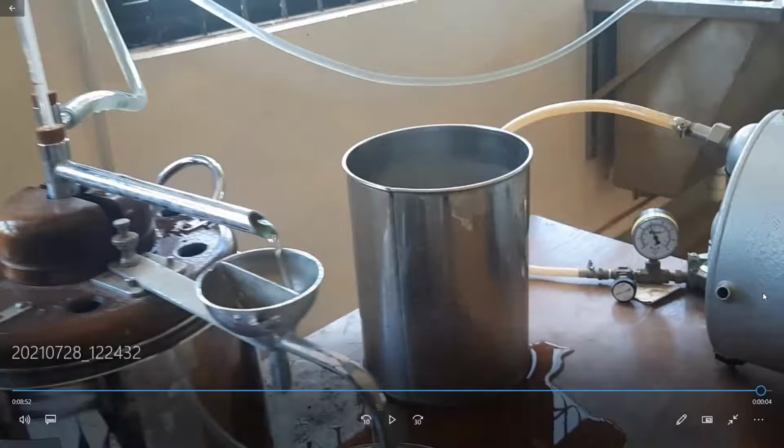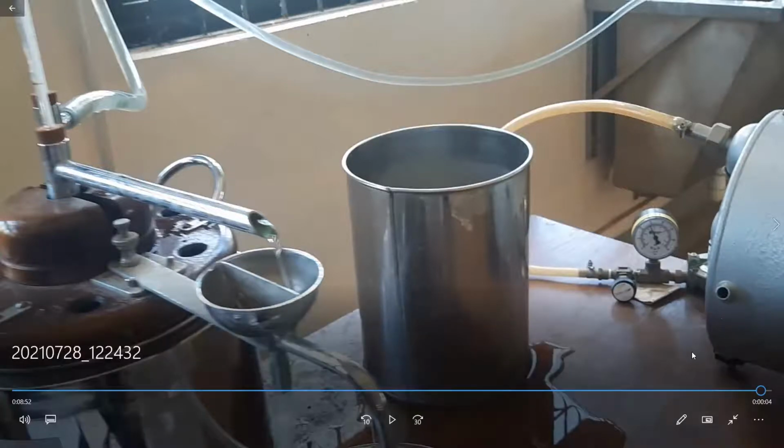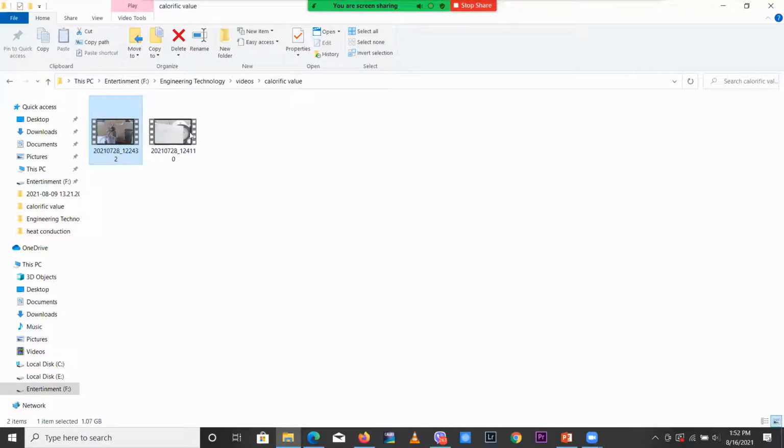While collecting the 1 liter of water, we are going to look at how much volume of gas has gone through this gas meter, so that we can assume that by burning that volume of gas, the energy is absorbed by the 1 liter of water. That is how we are going to do this practical. So let's see our recording. This is our observation.